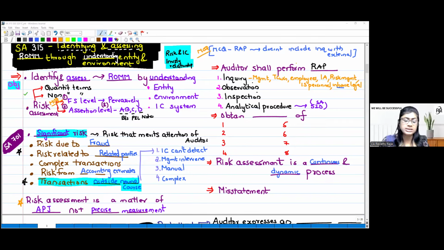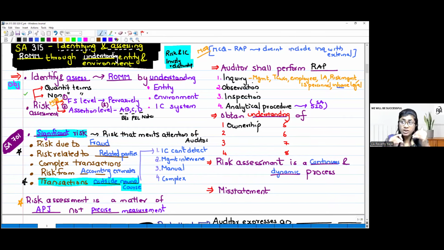Okay, so in this essay we said you have to obtain understanding. What all do you have to understand about the entity? Can you be specific? Operations. Very good. First, the company's ownership. What if the ownership is some illegal people?